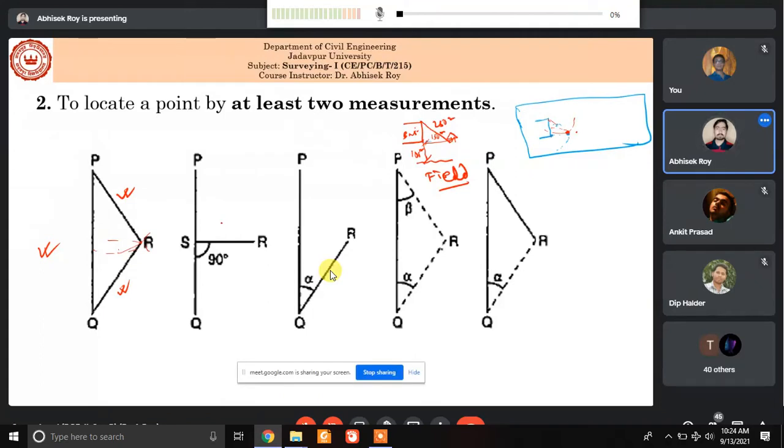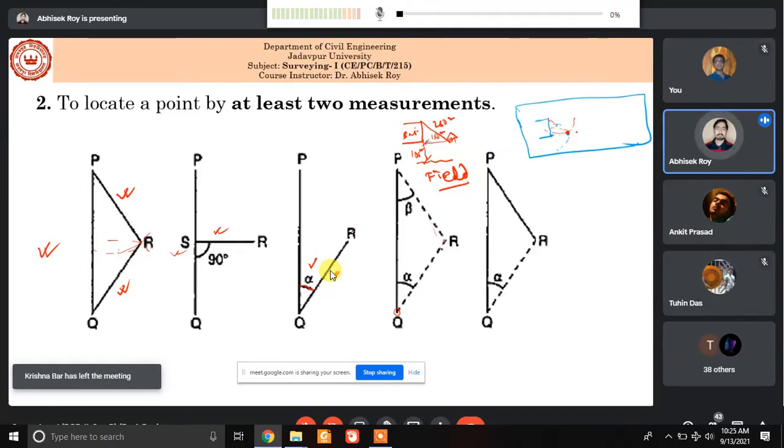Otherwise, you can draw a perpendicular from R to PQ, and you have to know the perpendicular distance. That is a point where you can draw a 90-degree perpendicular, and you know this distance. Or you have to know the QR distance along with the angle which QR is making with PQ. So you have to know the angular measurement as well as the linear measurement. Or you can have two angular measurements: from Q you specify a direction, and from P also you specify a direction.